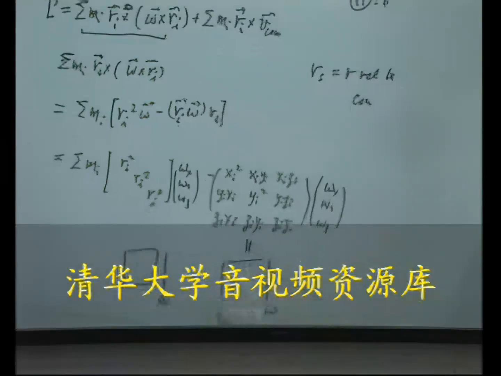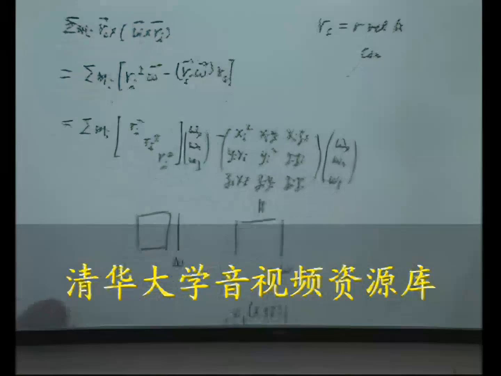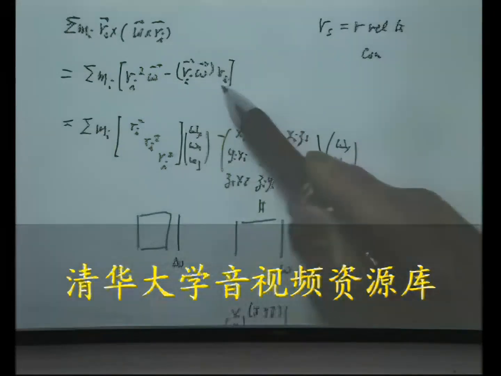This is x, y, z times x, y, z. This is omega. If you look at this, it's a column, row, column. But it follows the associative law. So therefore, you can first calculate these two. These two are nothing but r dot omega. So this is r dot omega r, which is exactly this.